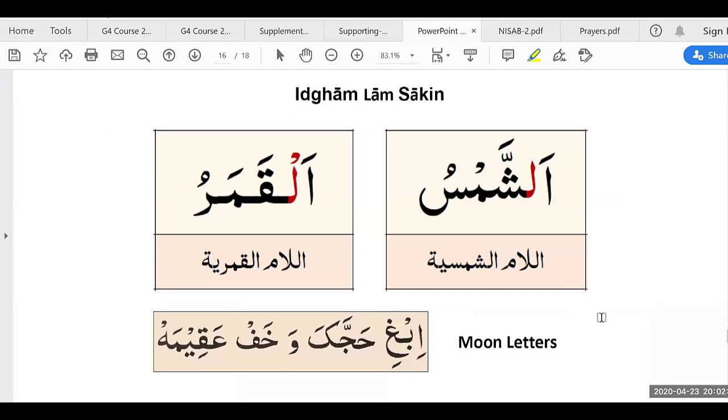Okay. So we also did the rule concerning lam sakin, which is idgham of lam sakin, and there are 2 rules concerning lam sakin. So the first one is where we completely conceal the sound of lam, ash-shamsu, and there's a very easy way to remember this, to identify.